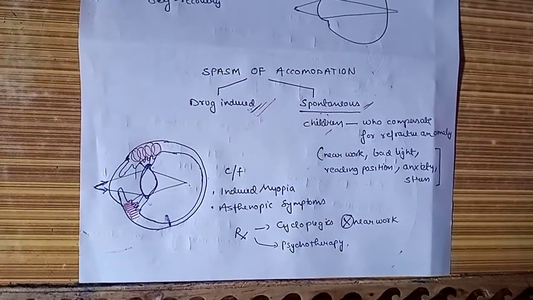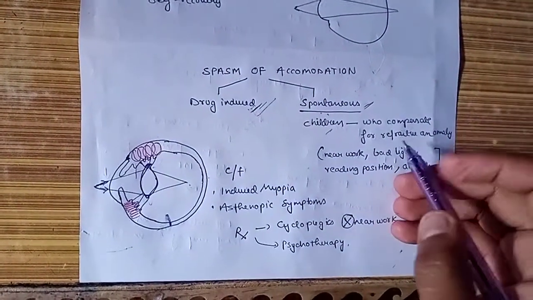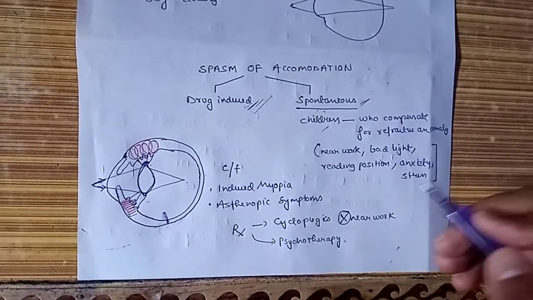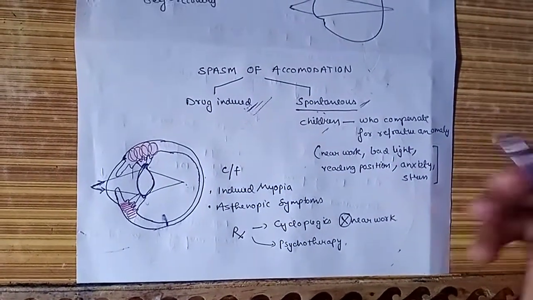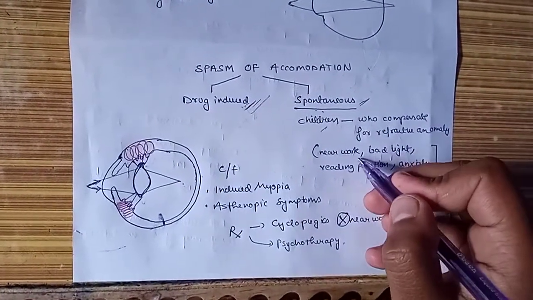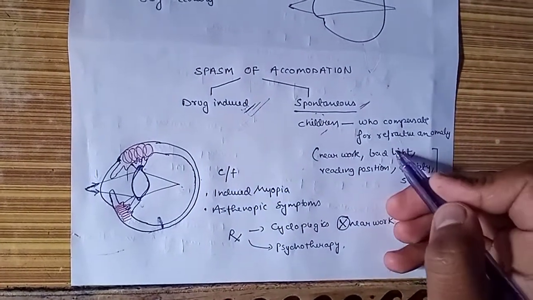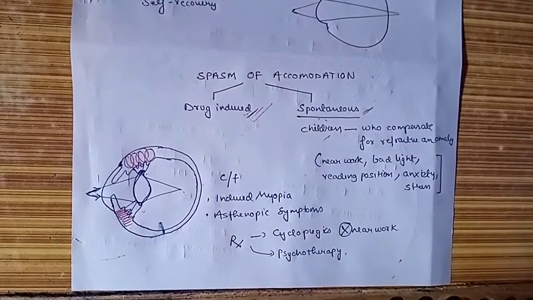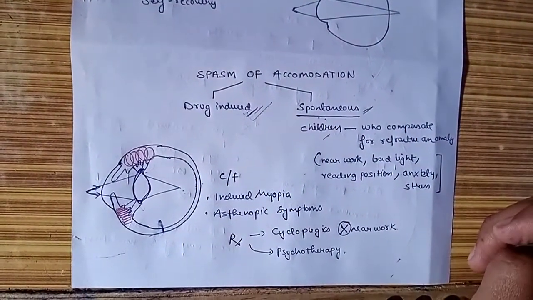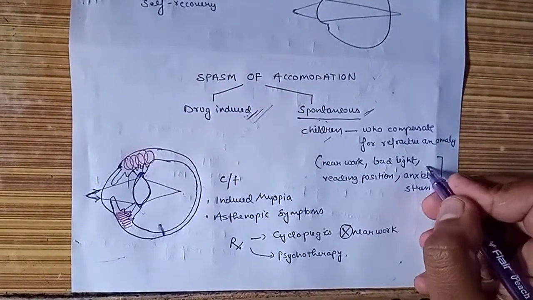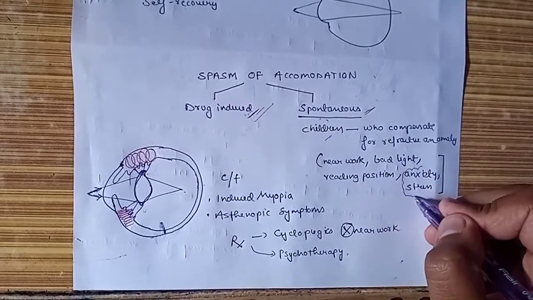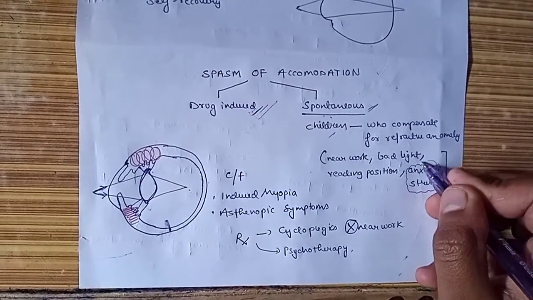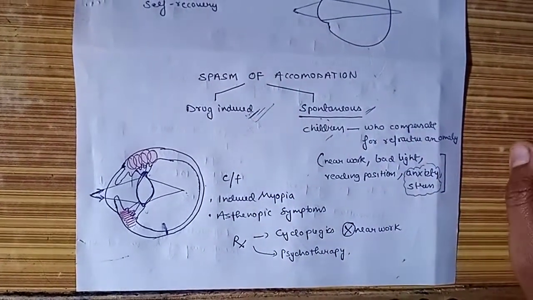already have a refractive error, and they by themselves are compensating for the refractive anomaly, like while they are doing near work or in a bad illumination or their reading position. These all affect the accommodation, and plus the anxiety and stress are important factors that are responsible for a spontaneous spasm of accommodation.